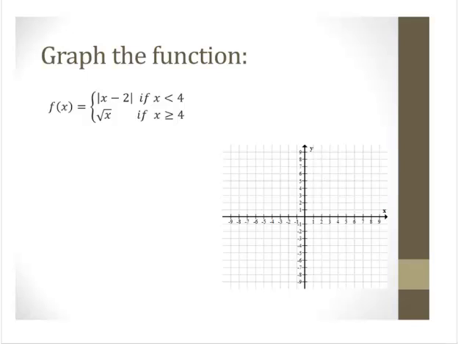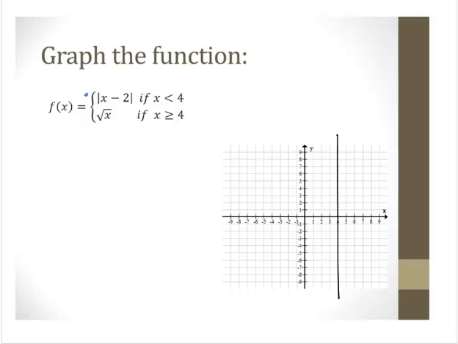Here's another example, a little bit more complicated. We have f of x is the absolute value of x minus 2 if x is less than 4, and f of x is equal to the square root of x if x is greater than or equal to 4. Again, let me draw in my boundary at x equals 4, because that's where things change. I'll again use blue and red here.